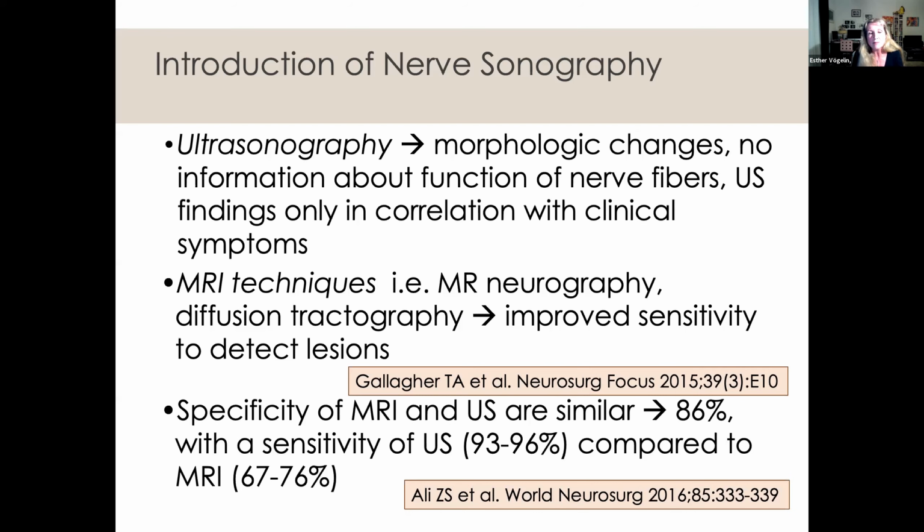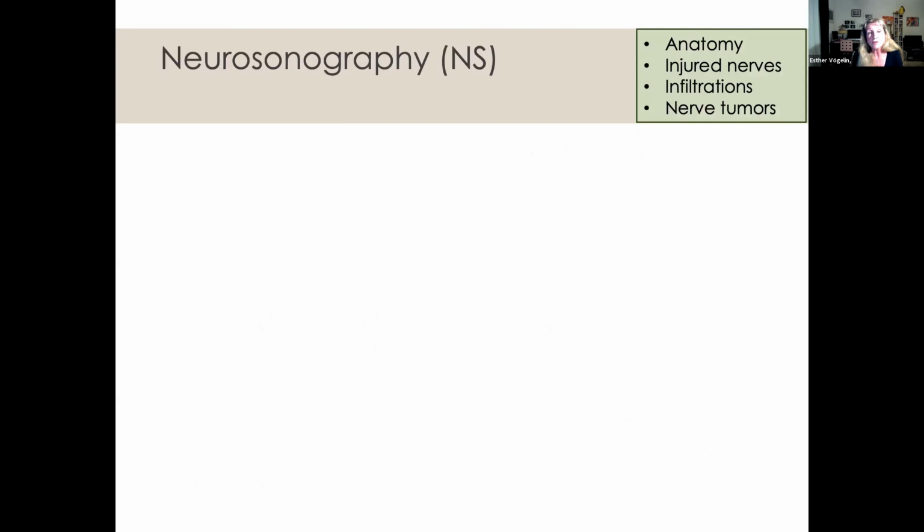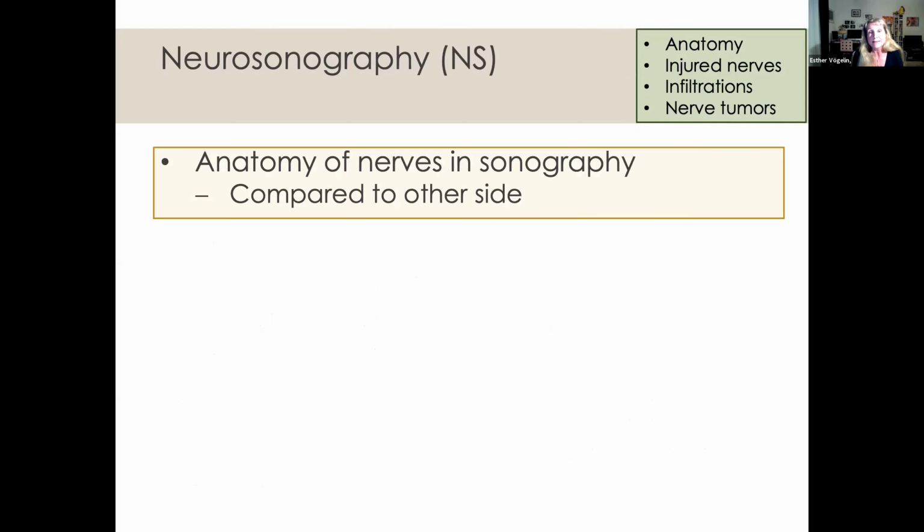However, conventional MRI and ultrasonography are similar in specificity, with a better sensitivity of the ultrasonography, because we have the chance to follow peripheral nerves with our tracer directly along their course, whereas MRI only shows us selective sections, and this does not always correspond with the whole course of a nerve. So in neurosonography, as everywhere in sonography, the anatomy is very crucial.